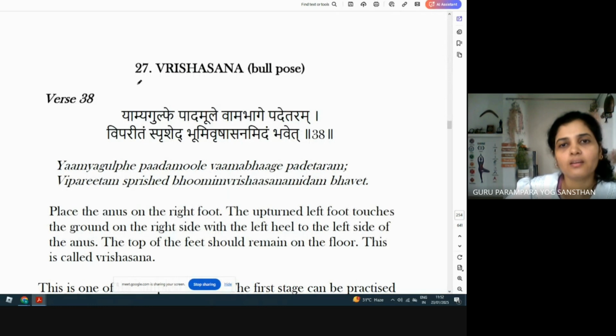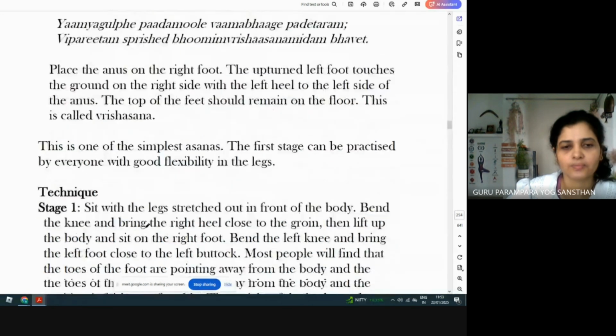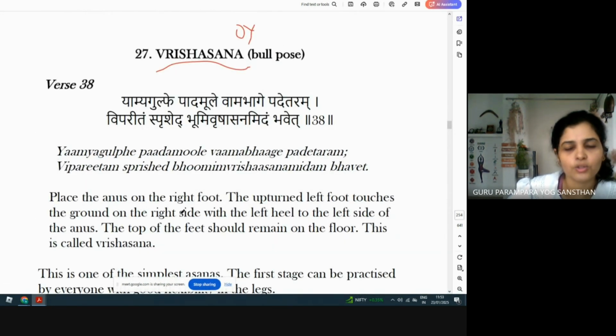Okay. Then Vrishasana. Vrish is bull or the ox, right? Place the anus on the right foot. The upturned left foot touches the ground on the right side, with the left heel to the left side of the anus. The top of the feet should remain on the floor. This is called Vrishasana. Place the anus on the right foot, okay? Upturn the left foot which touches the ground on the right side like Vajrasana. The left heel to the left side of the anus. The top of the feet should remain on the floor.